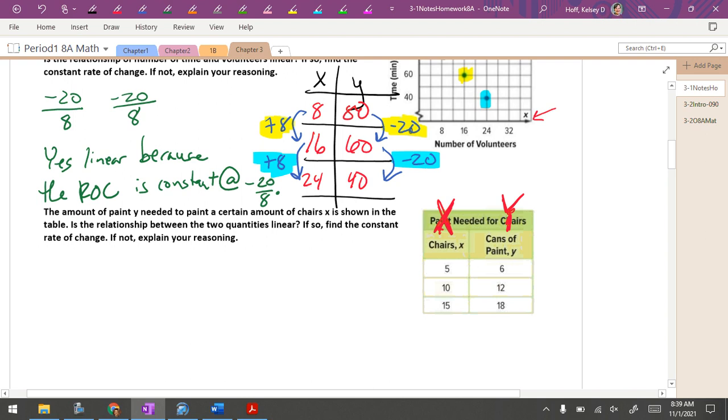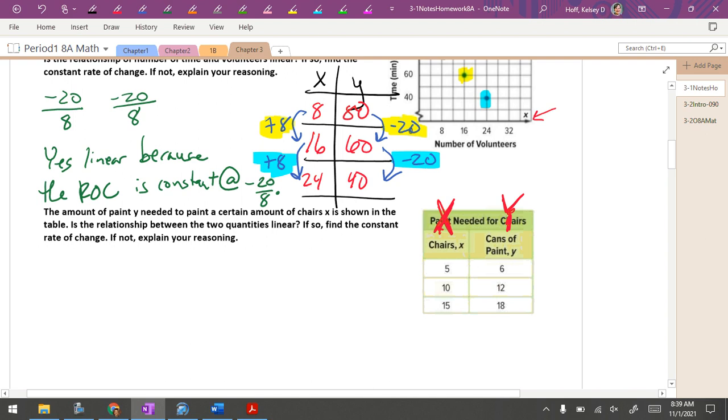It's fine if you use your calculator. Pay attention if it's going up or down. The same thing down here. Show your change between your x's. How much does it go up or down? From 5 to 10. Does it go up or down?